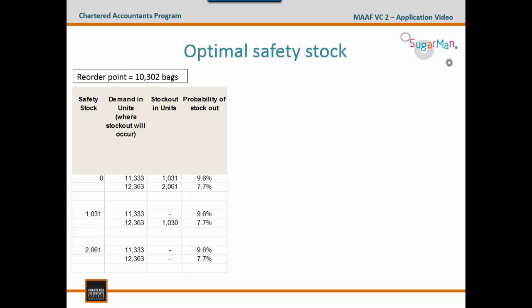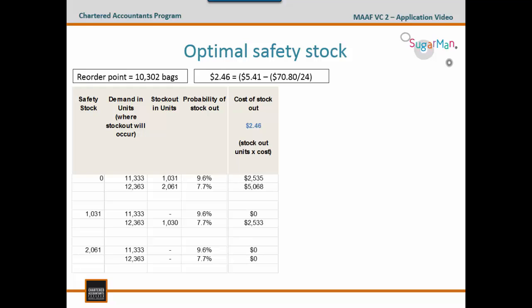The number of units of stockout are shown in the third column, which is calculated as the demand units less the reorder point less safety stock. The probability of demand at each level, as indicated from the background, is included in the fourth column. The cost of the stockouts at each demand level is calculated by multiplying the unit cost of a stockout by the number of units not available for sale. This is step 3. In this case, the cost of a stockout is the lost margin on the sale of a bag of the lollies. The calculation is shown at the top of the screen.